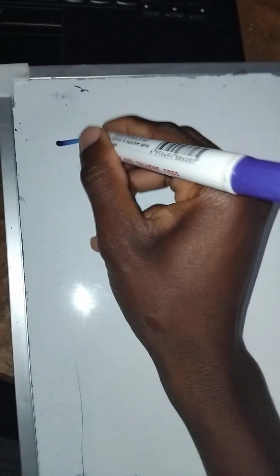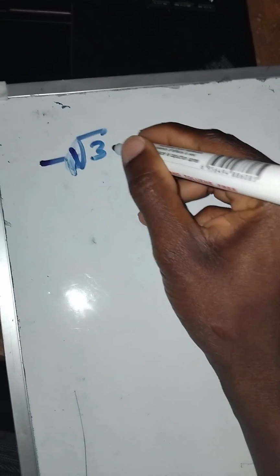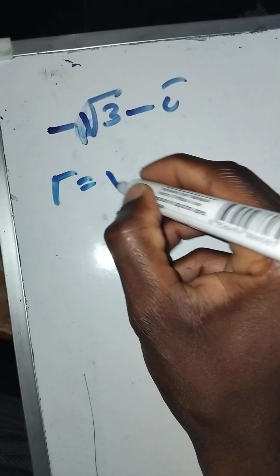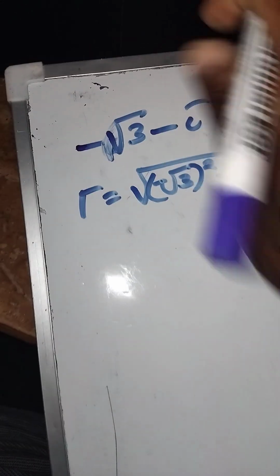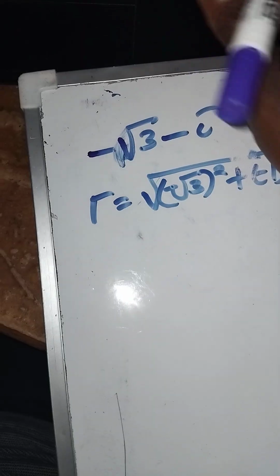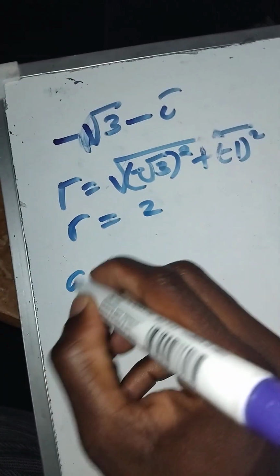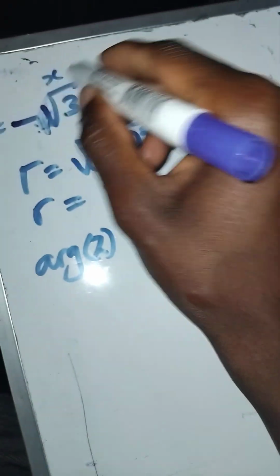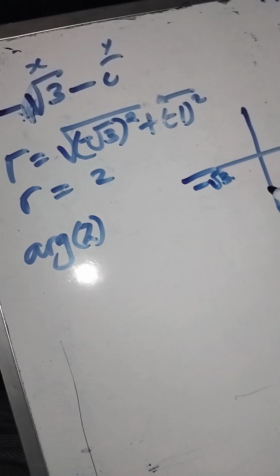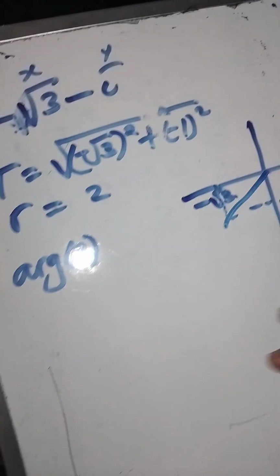Right, today's example of finding the argument. Here we want to find the modulus of negative root 3 minus i. First we find r, the modulus: negative root 3 squared plus negative 1 squared. Simplifying, we get r equal to 2. Then for the argument of z, we draw the Argand diagram: negative root 3 on the x-axis and negative 1 on the y-axis, so it lies in this quadrant.